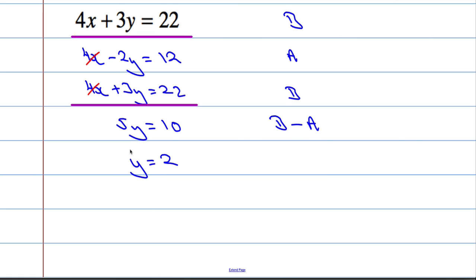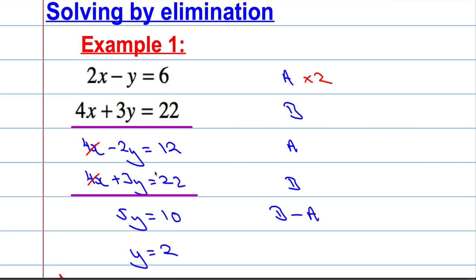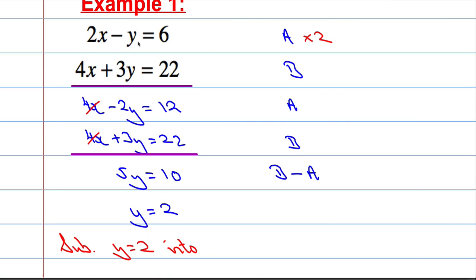So now I know what y is. I can substitute back into any equation I like and work out what x will be. So I'm going to substitute y equal to 2 into, now let me decide which equation I want to go for. I'm going to choose equation A up here. This one here is the one to go for, in my opinion, because we just have y. I don't need to multiply anything.